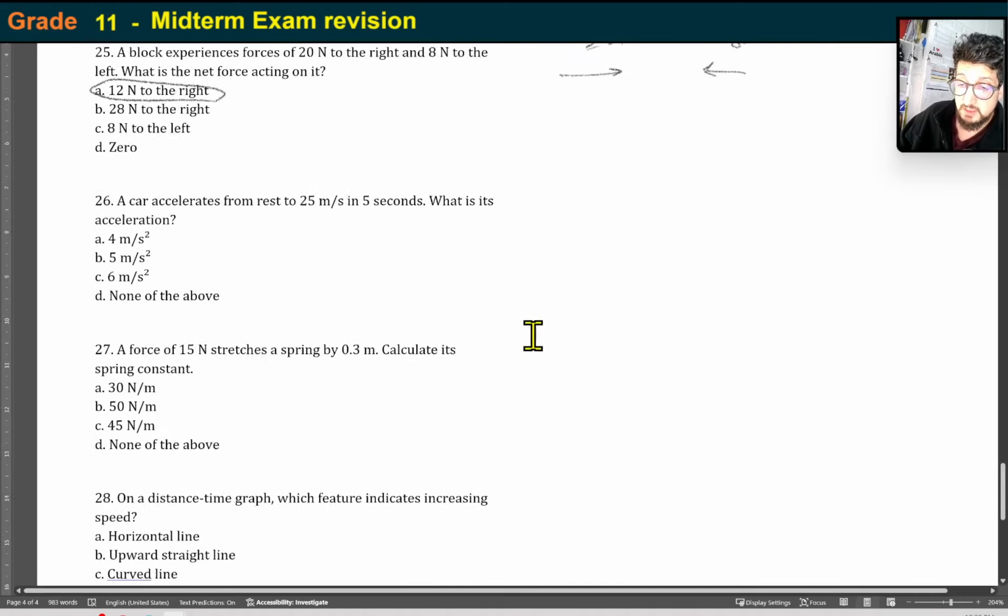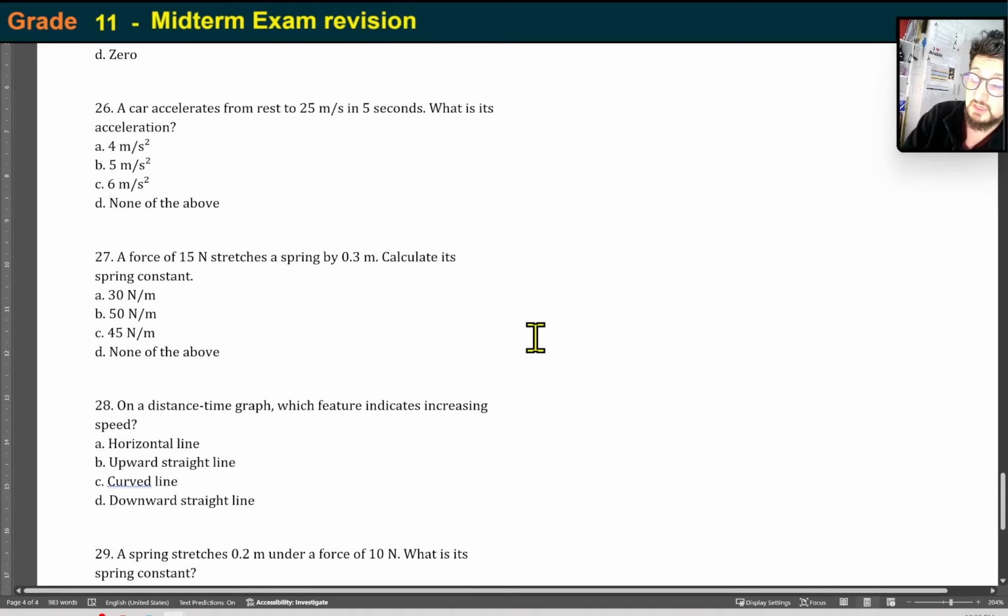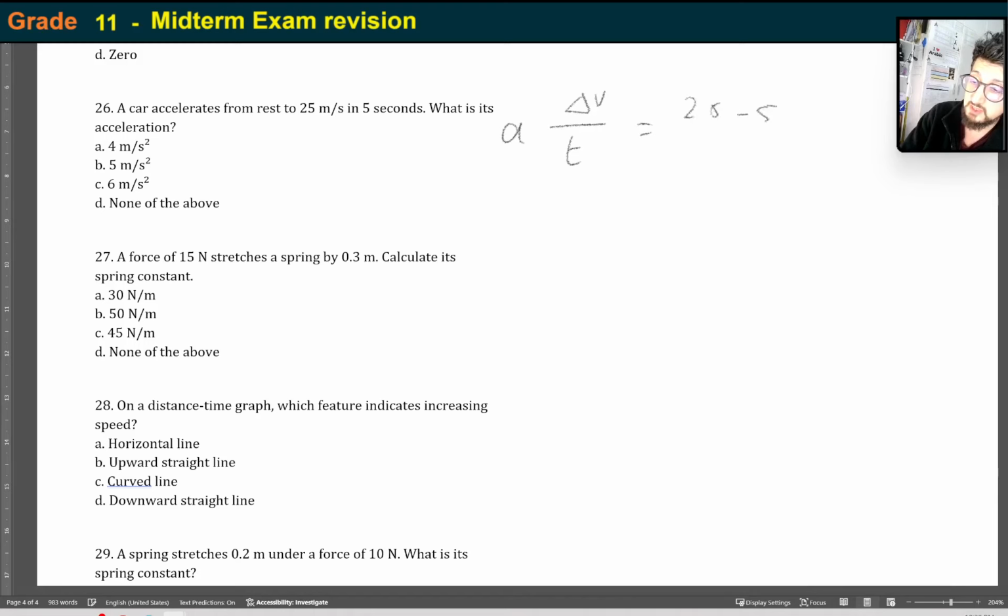A car accelerates from rest to 25 meters per second in 5 seconds. What is the acceleration? Acceleration is equal to delta v over t, which is 25 minus 5 all over 5, so 4 meters per second squared. No, sorry. It's 25 minus 0 over 5, which is 5 meters per second squared. Careful. Don't make the same mistakes.